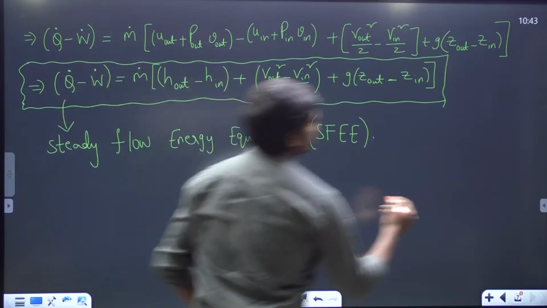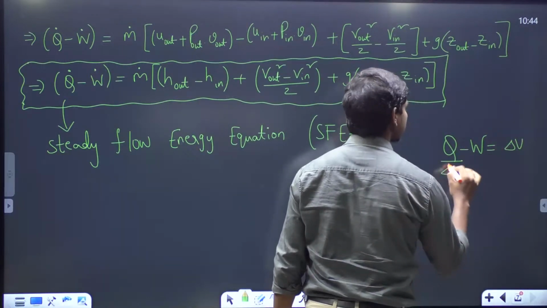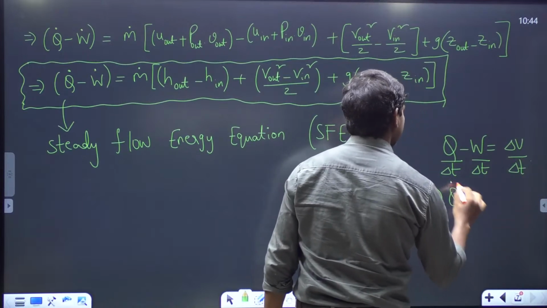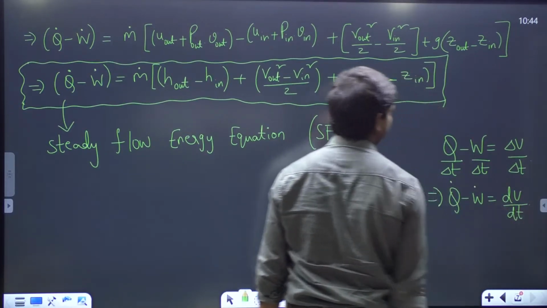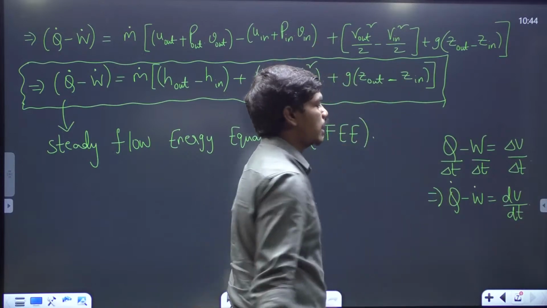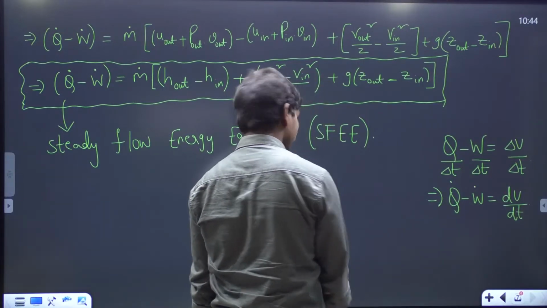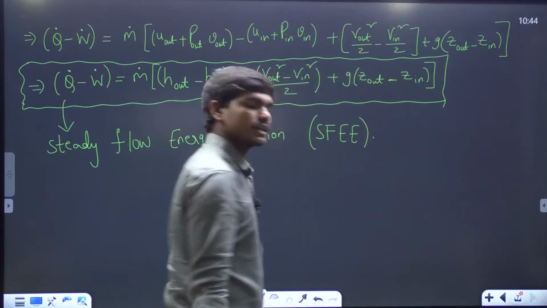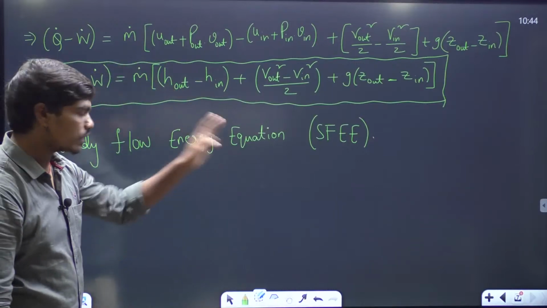So if you have Q minus W is equal to delta U, then if you divide this with time, what will you get? Q dot minus W dot is equal to dU by dt, which basically means the energy increase rate. This can also be derived from this equation, and this is the first law of thermodynamics for a closed system. So if you know the analysis for open systems, you can always derive something for closed systems.